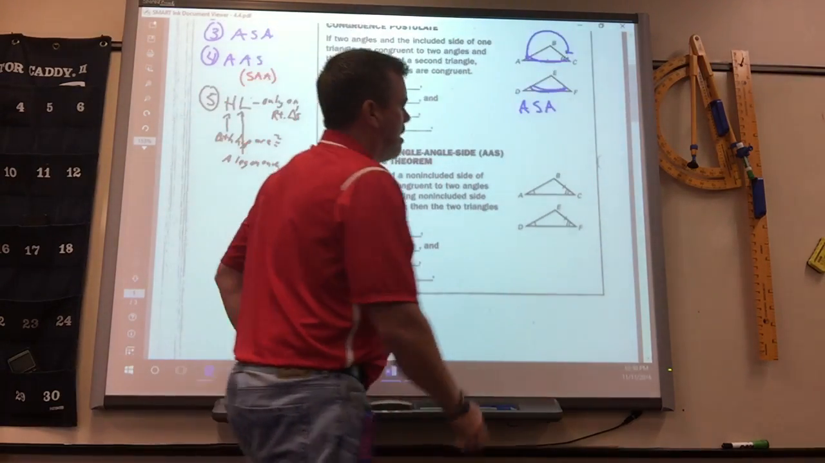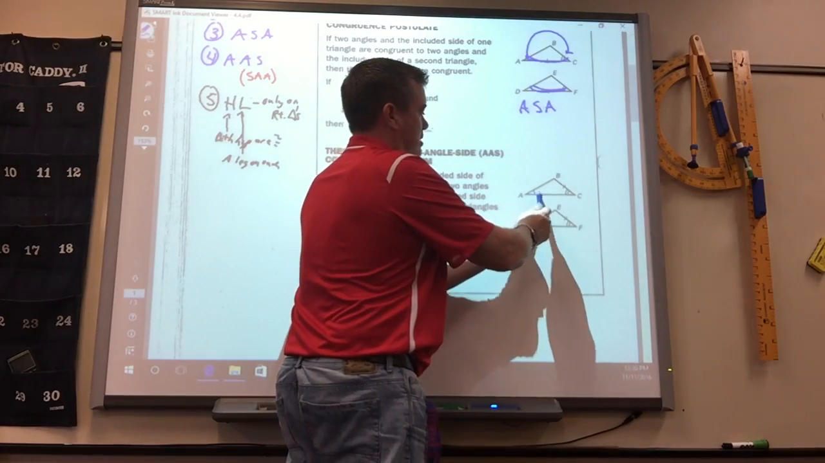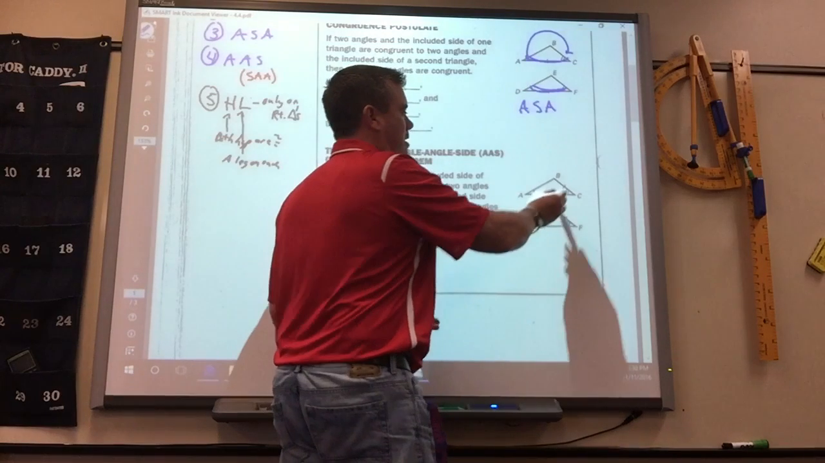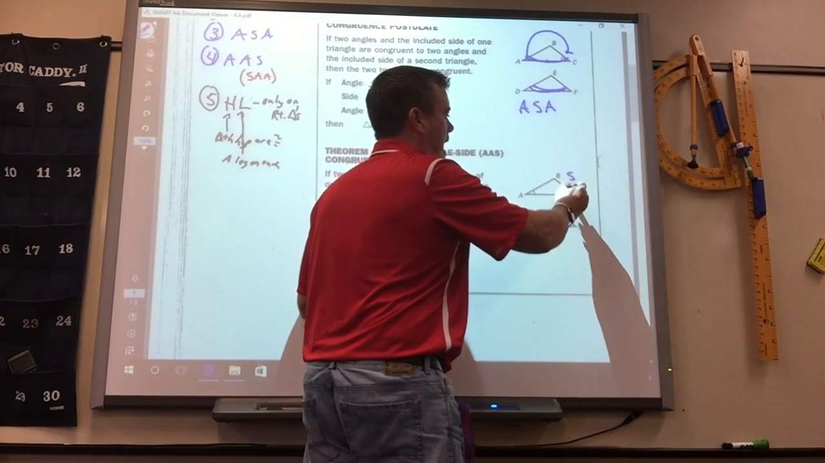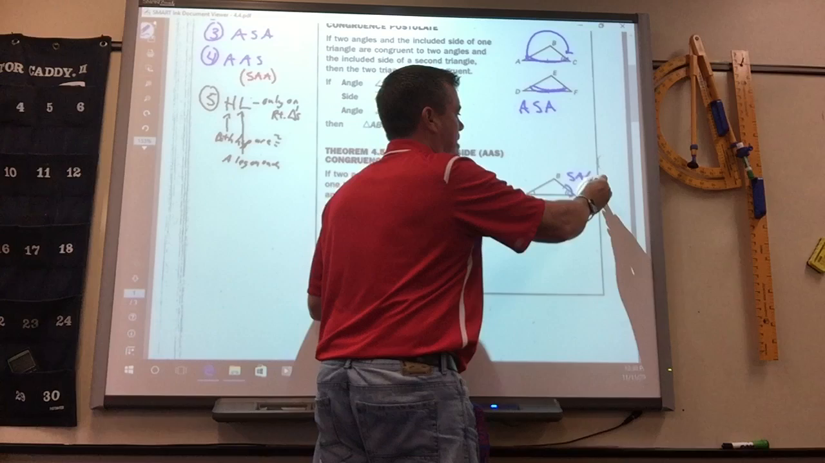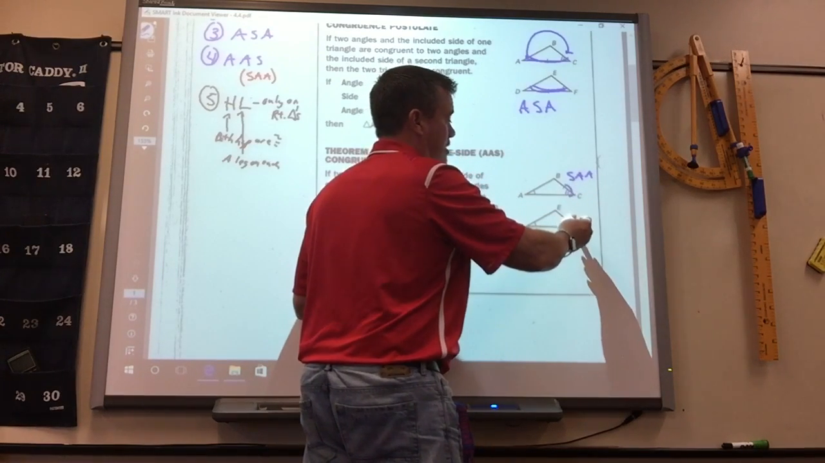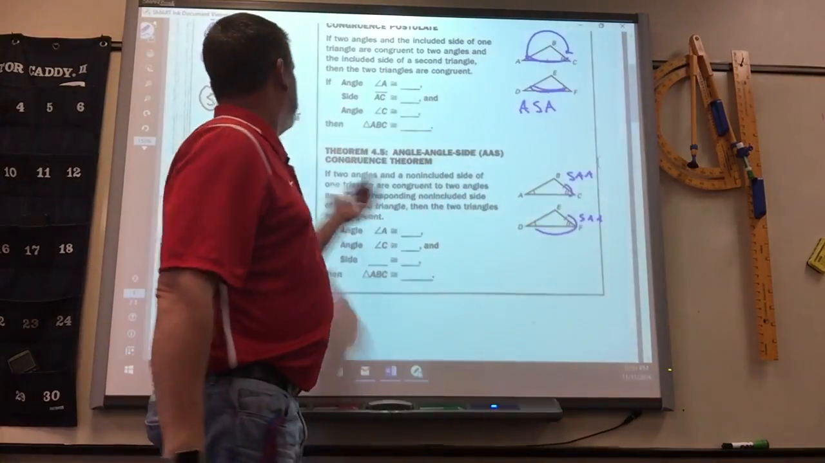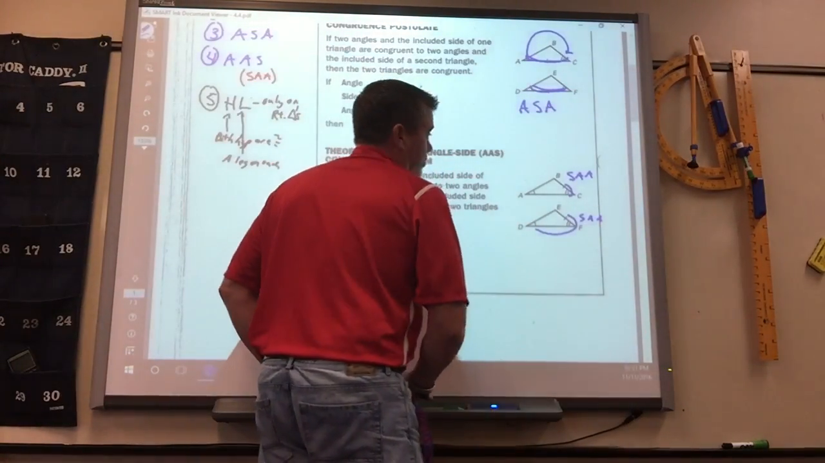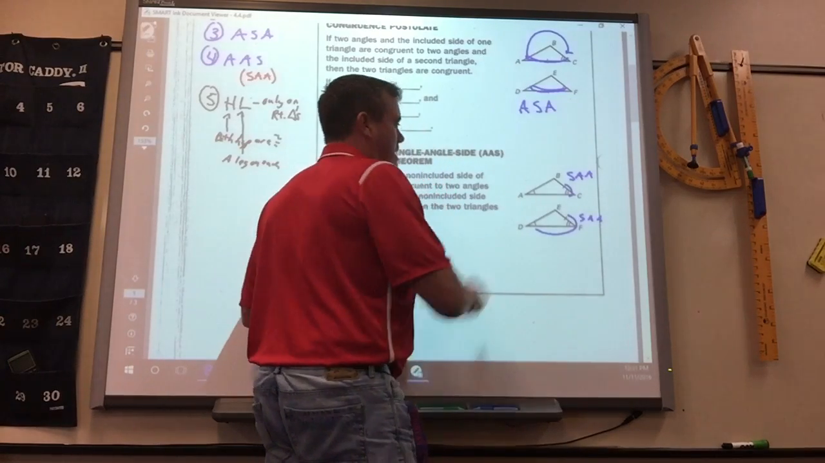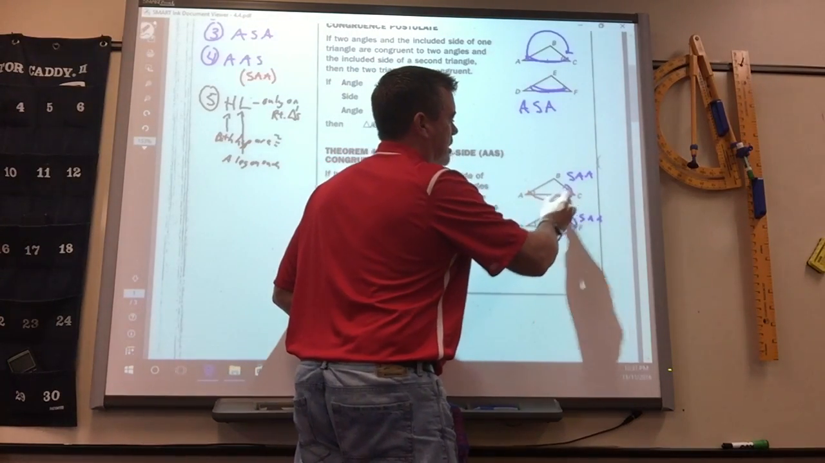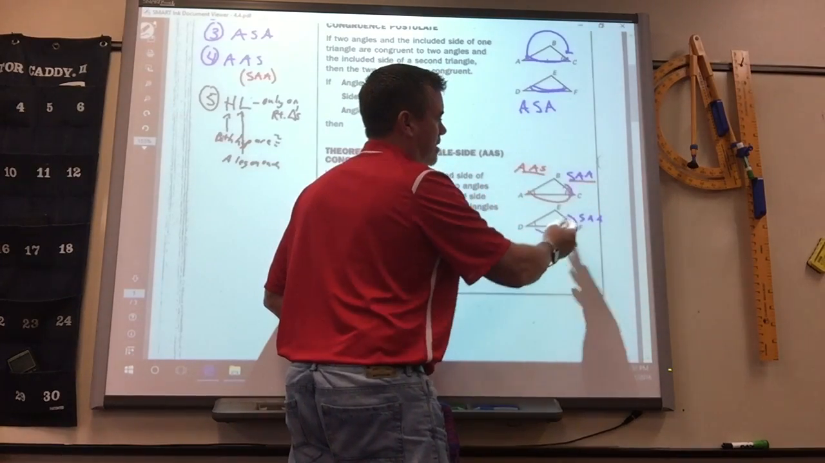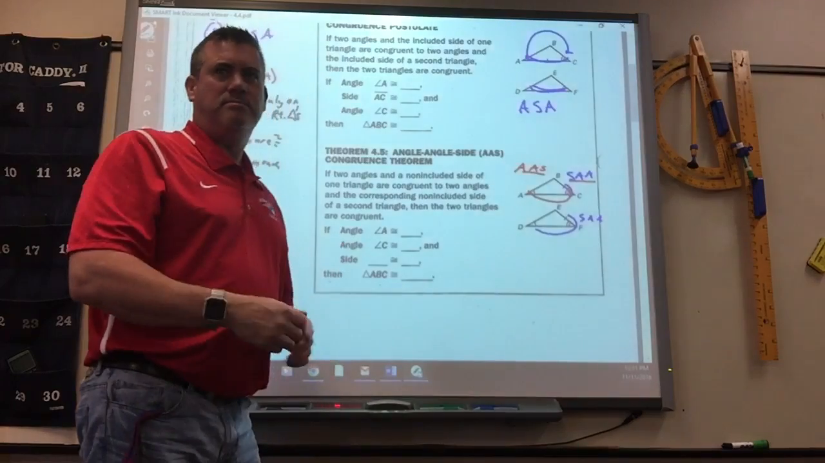Now in this one, we have these two angles, and that side. So depending on where you start, if I start here and then I go this way, it's side, angle, angle. This is the same thing, side, angle, angle. Now remember, this one can be written either way, because I could have started here and went this way, angle, angle, side. It's the same, it's just backwards. All right?